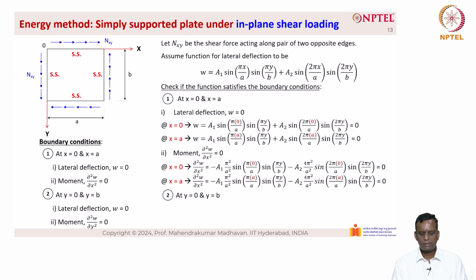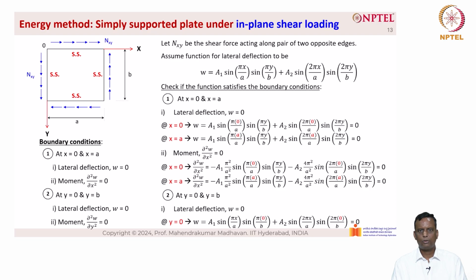Now, let us look at the second boundary, which is at y equal to 0 and y equal to b. We have the lateral deflection w equal to 0. So, at y equal to 0, we have w equal to a1 into sin(πx/a) into sin(π·0/b) plus a2 into sin(2πx/a) into sin(2π·0/b), which again is equal to 0.